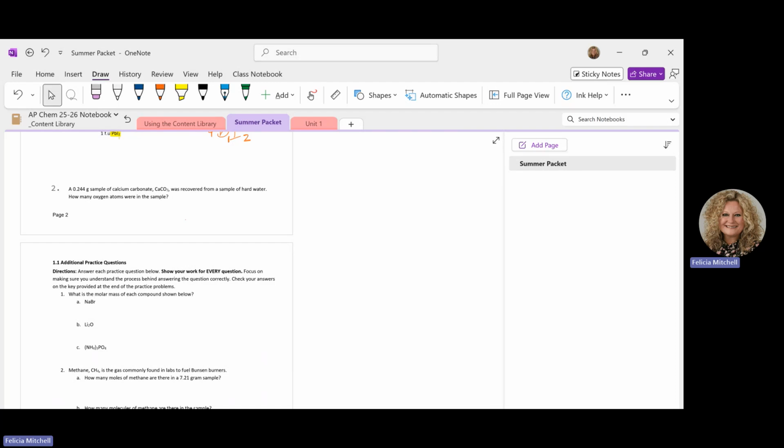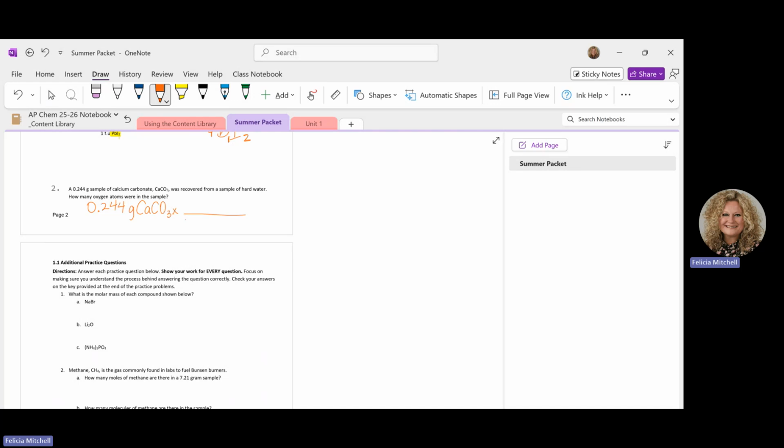Okay, well, let's look. I have 0.244 grams of CaCO3. Now, something that is important here is to remember to keep the compound formula with your numbers. A lot of students do not like to do that, but you need to, because you're going to get lost in the shuffle. You can't just have a bunch of floating numbers.